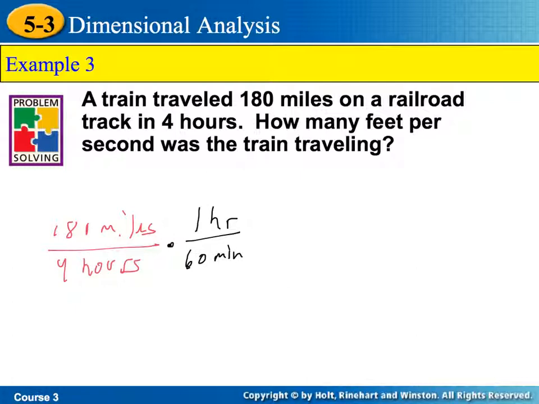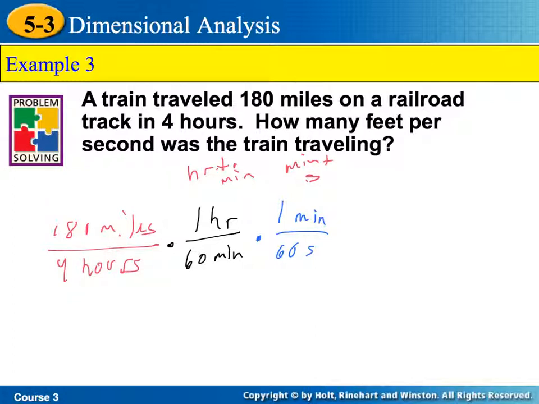Then, inside 1 minute, there is 60 seconds. So first I changed hours to minutes, and then I changed minutes to seconds. One thing that you will notice here is why it's set up as hours to minutes and minutes to seconds.